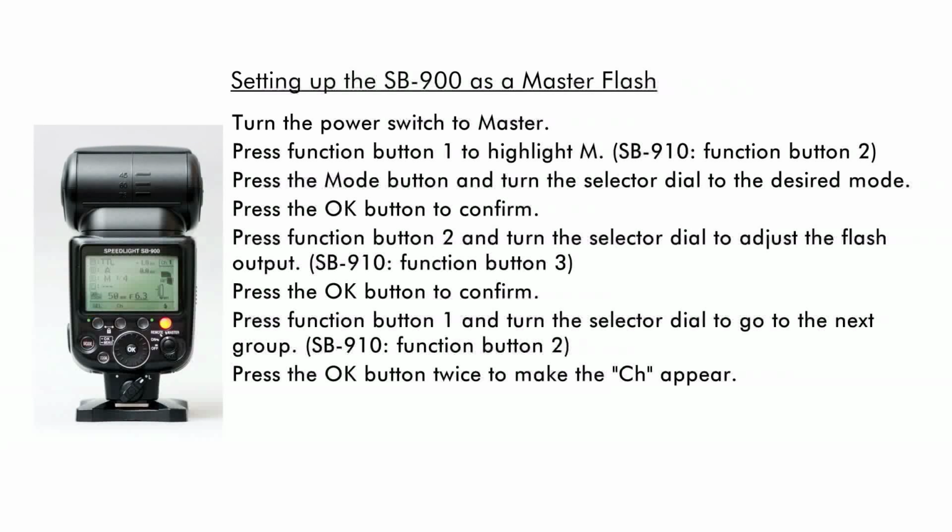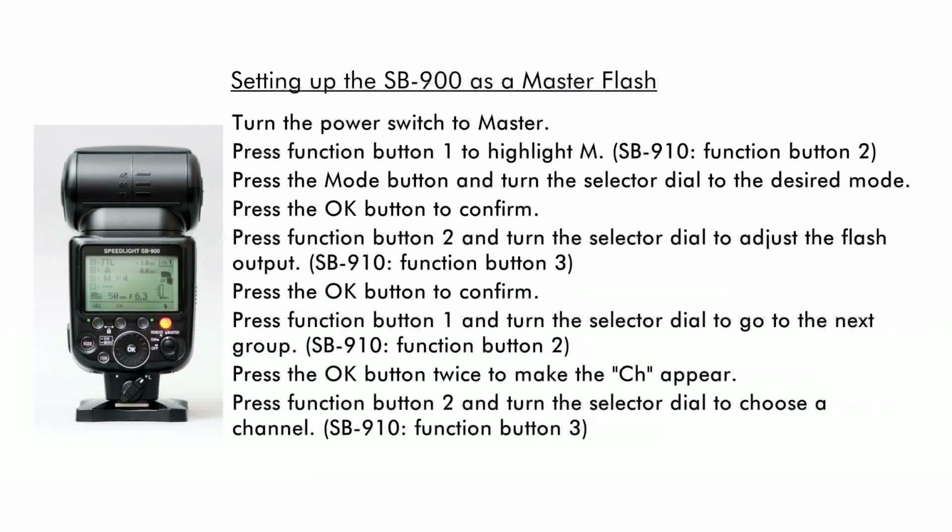When you're finished setting the mode and power output for every group, press the OK button twice to make CH appear. Now you can select the channel your system will use to communicate by pressing function button 2 and turning the selector dial to choose a channel number. Use function button 3 on the SB910. Press the OK button to confirm the setting.